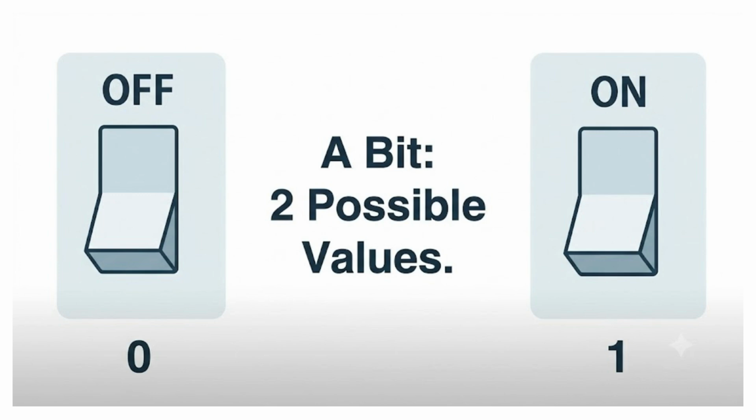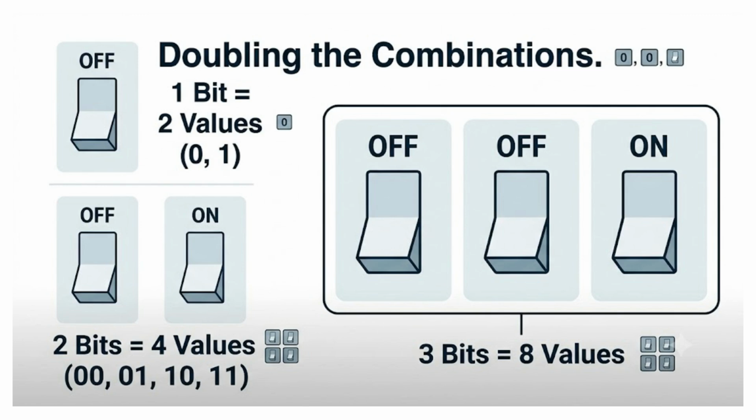In the same way, a computer stores information using only 0 and 1. Every piece of digital data, from text to images and videos, is built using these two simple values. 1 bit can represent only two possible values. These values are 0 and 1.